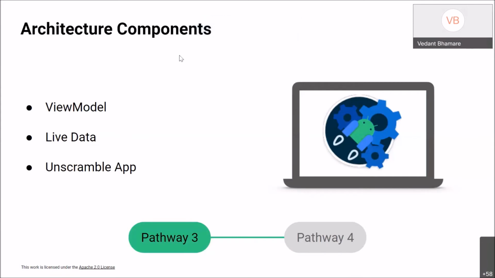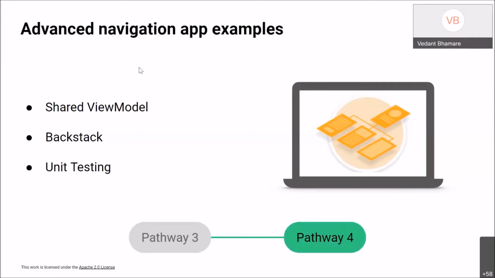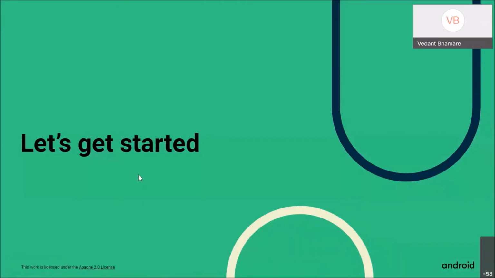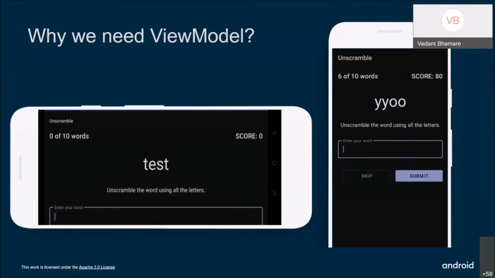So these are the things I would be teaching about: view model, live data, and I'll be taking you through this example app that is in the course as well. And the next pathway 4 is about shared view model, navigation backstack, and a little bit about unit testing. So let's get started. Why exactly do we need a view model? I just explained that during life cycle changes, like if you rotate your app, the whole activity is recomposed. So I'll show you an example of exactly what happens.